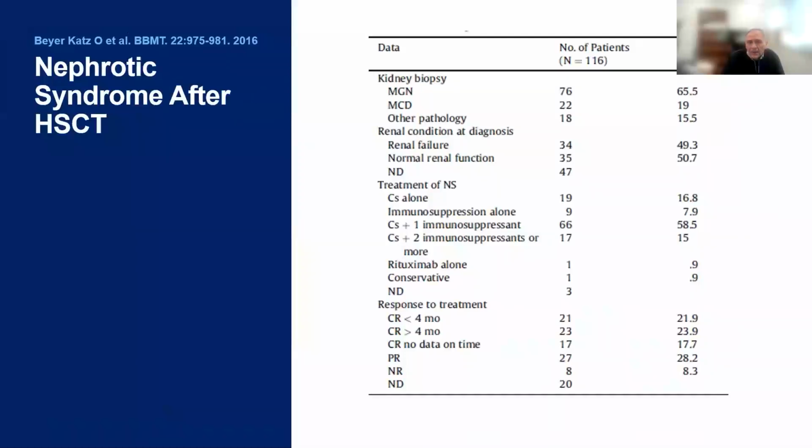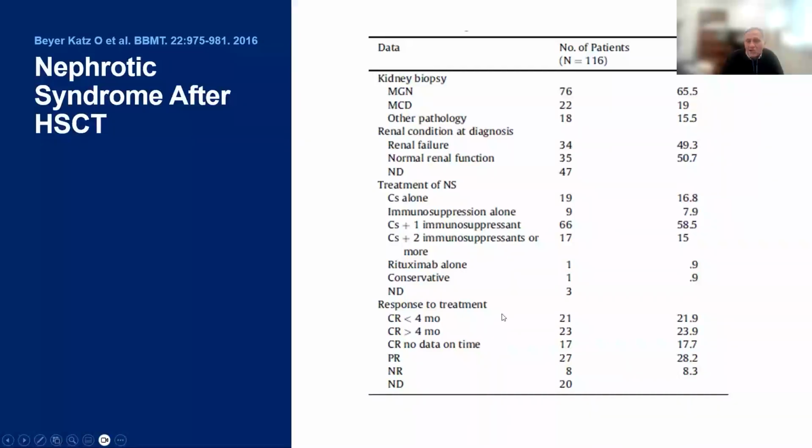And so what happened with this patient? What is done? In many cases, patients will receive, for example, corticosteroids. They may receive immunosuppression, or corticosteroids plus one immunosuppressant. They may receive rituximab alone or be managed conservatively. In this table, ND means that there was no data.